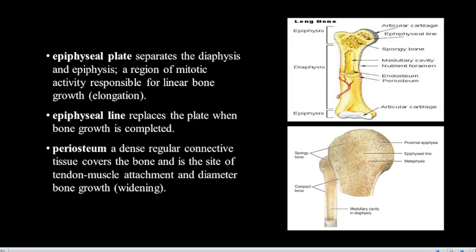Okay? Next, you have the periosteum. So, this is a dense regular connective tissue that covers the bone and is the site of the tendon attachment and diameter bone growth. So, ang ambag ng ating periosteum is para sa pagkapal no ng mga bones. So, siya yung outer covering ng inyong bone or long bone.